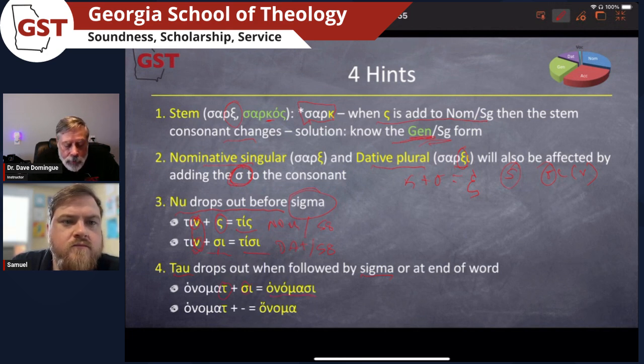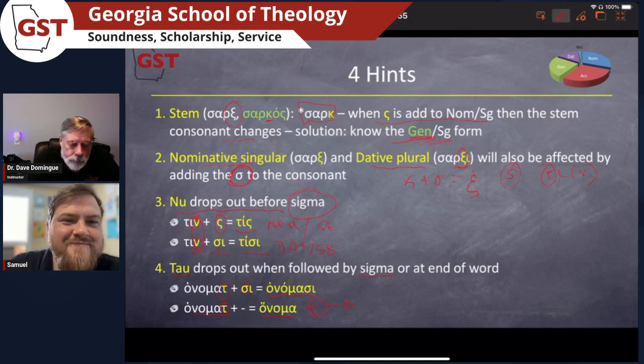But the tau does something else. The tau never likes standing at the end of a word. It will also drop out when it's at the end of the word, and so it's not onomat, it's onoma, because the tau left.